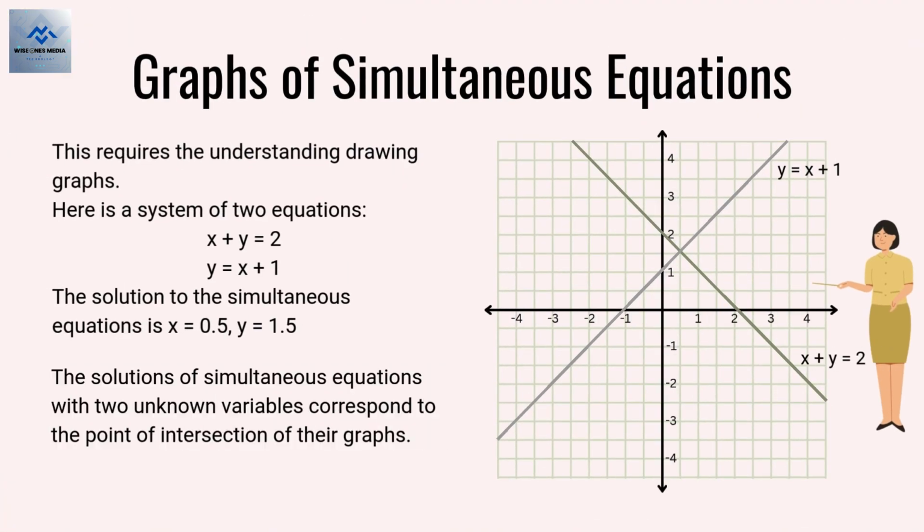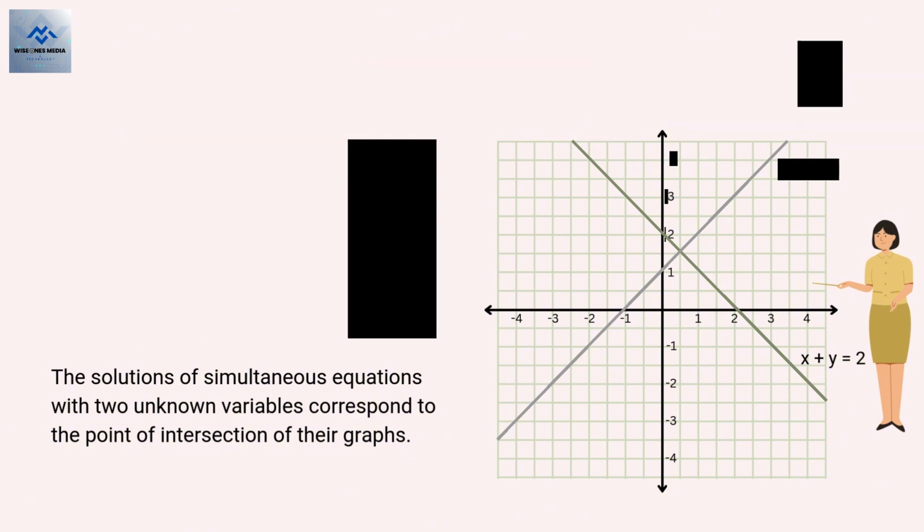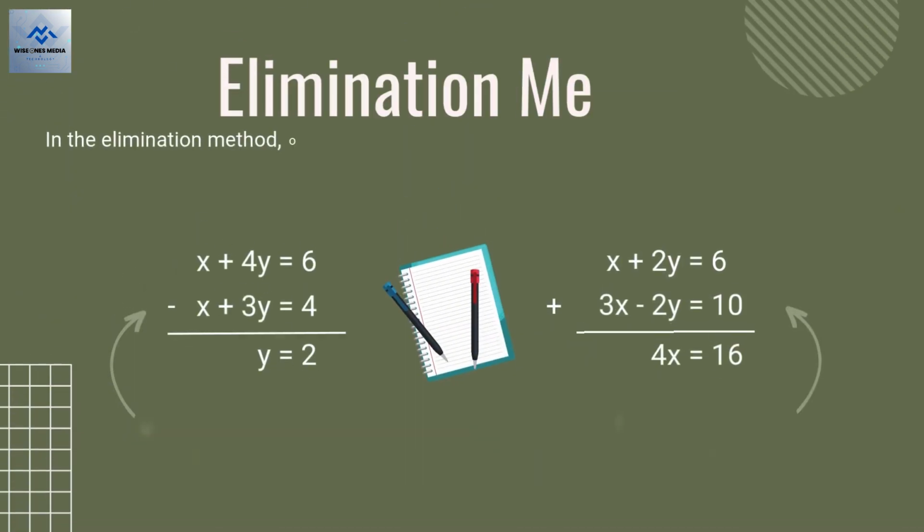Graphical method. The solution to simultaneous equations corresponds to the point of intersection of their graphs. For example, first equation, x plus y equals 2. Second equation, y equals x plus 1. The solution to this system is x equals 0.5 and y equals 1.5. This solution represents the point of intersection of the graphs of these two equations.